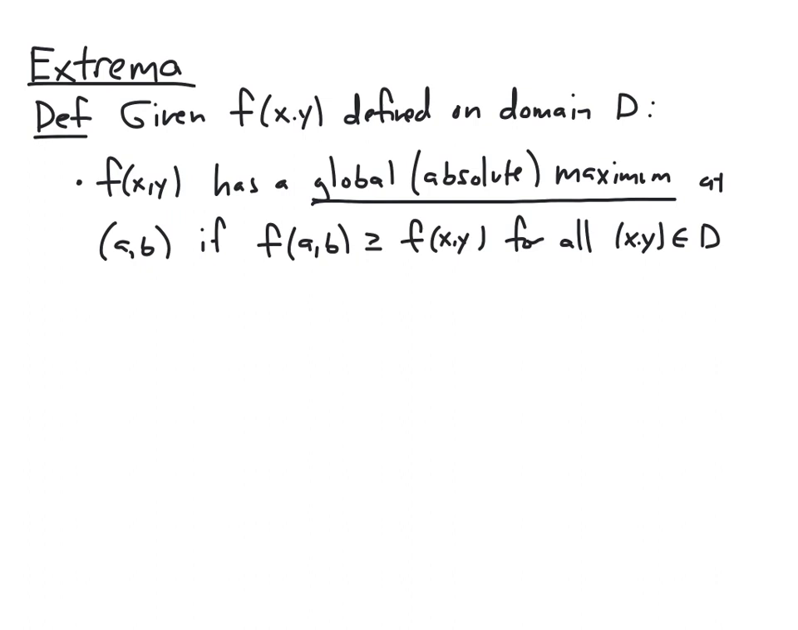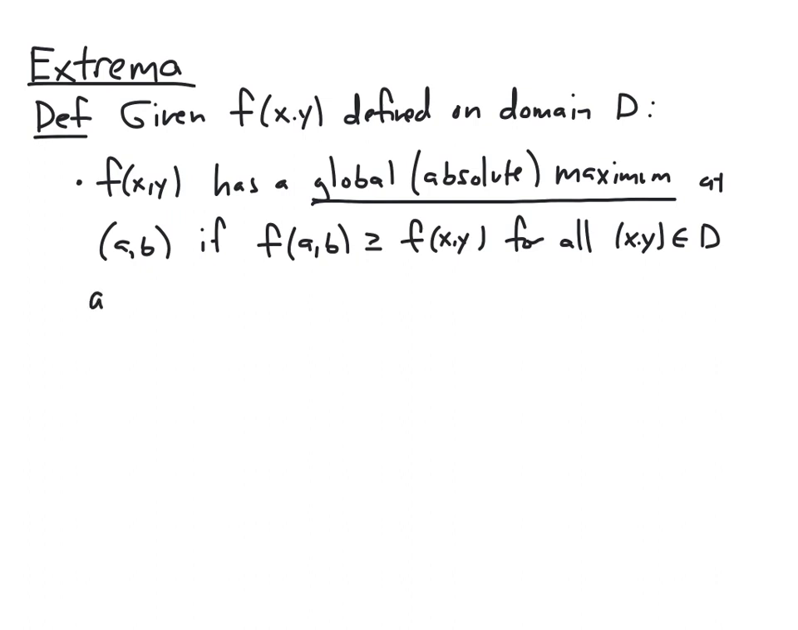And so this is a maximum because f of a, b is the largest value of all of these. And it's the global or absolute maximum because it's the largest value for everything in the domain. If we consider every point in the domain, this is the largest function value.